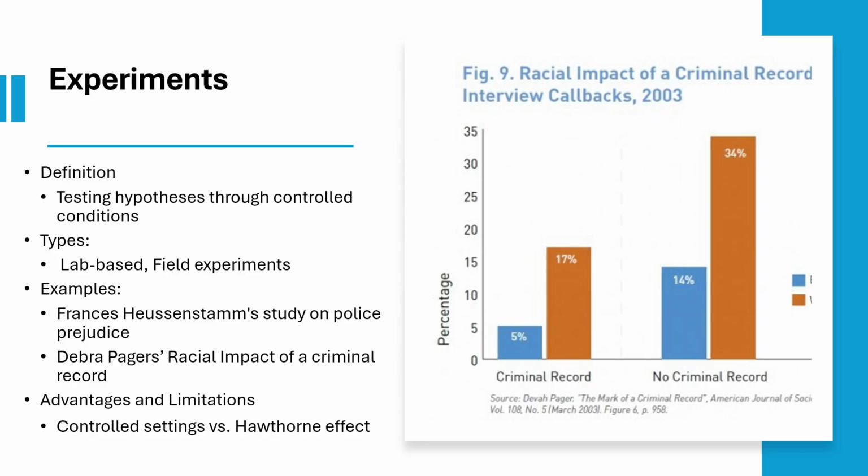Experiments test hypotheses in controlled settings. Lab experiments often offer precision, while field experiments happen in real life. For example, sociologist Devah Pager's study on job applications showed how race and criminal records affect hiring. Experiments can reveal cause and effect, but participants may change behavior if they know they're being watched.